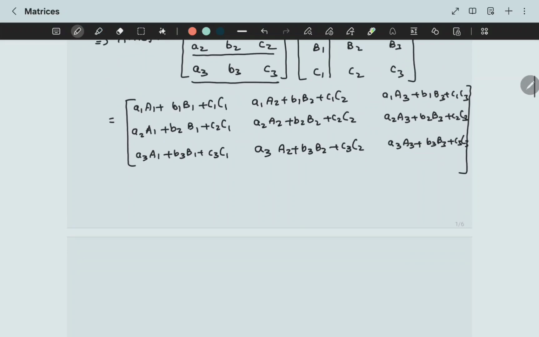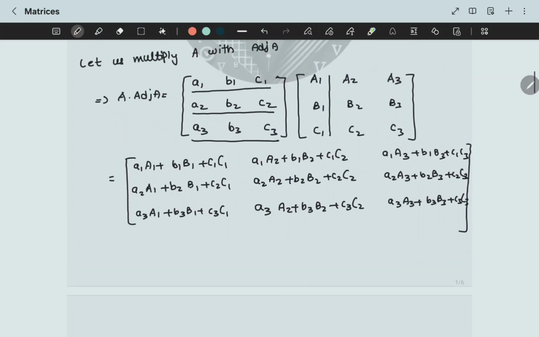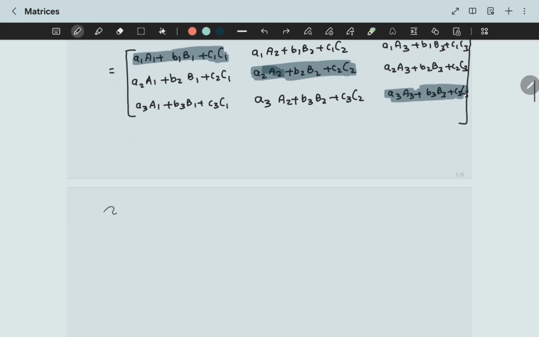Now in matrices we have a very important property that when we multiply the elements of a row with their corresponding cofactors, we will be getting determinant of A. For example, if you observe this value, we are multiplying A1 with its corresponding cofactor, B1 with its corresponding cofactor, C1 with its corresponding cofactor. Even here, A2 with its corresponding cofactor, B2 with its corresponding cofactor, and C2 with its corresponding cofactor. And even in this way, A3 with corresponding cofactor, B3 with corresponding cofactor, and C3 with corresponding cofactor. Now this will give us the value of determinant of A.